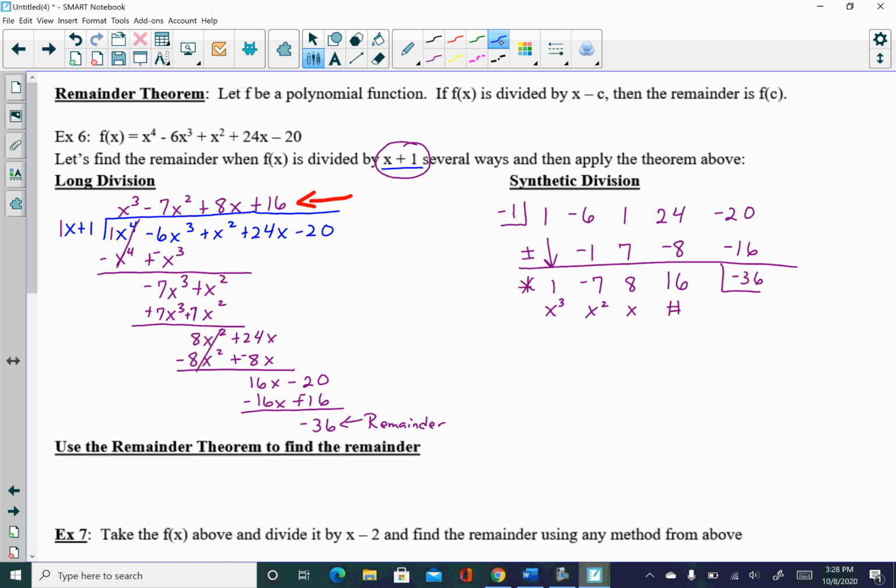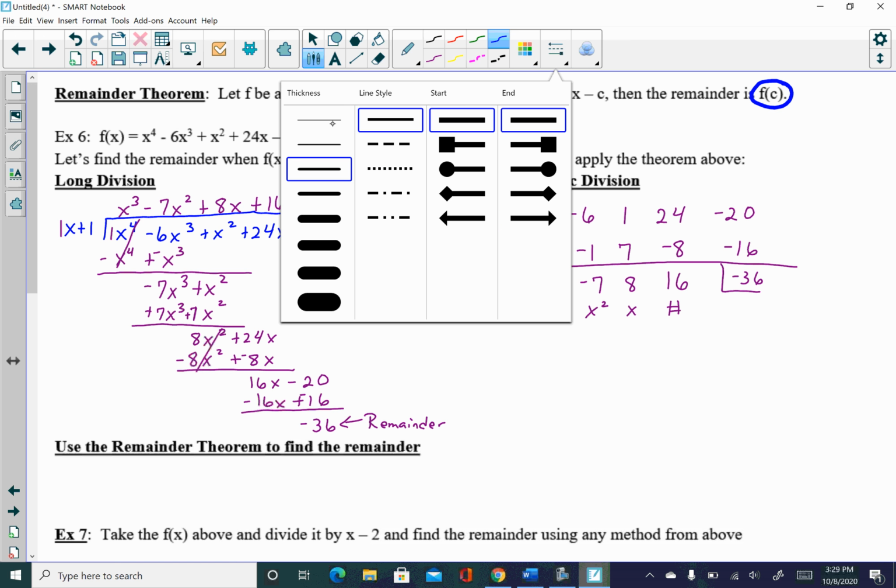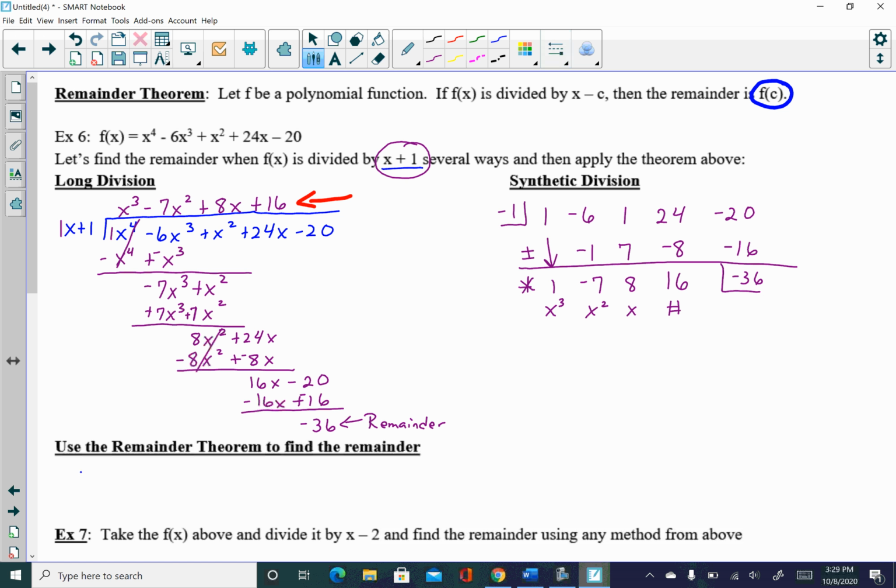And like I said, what the remainder theorem states is that to find the remainder, you could simply evaluate your polynomial at your 0. Remember, the 0 is what you put out here in your box. It's the opposite of the factor. So you're going to be finding, in this case, f of -1. Go to your function. Everywhere you see an x, you're plugging in -1.